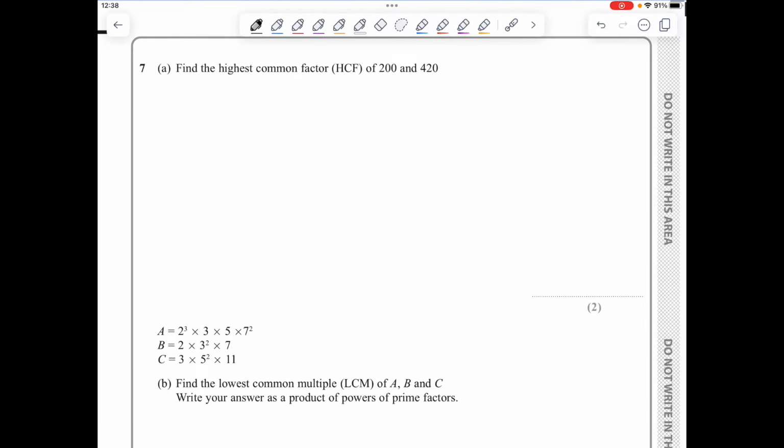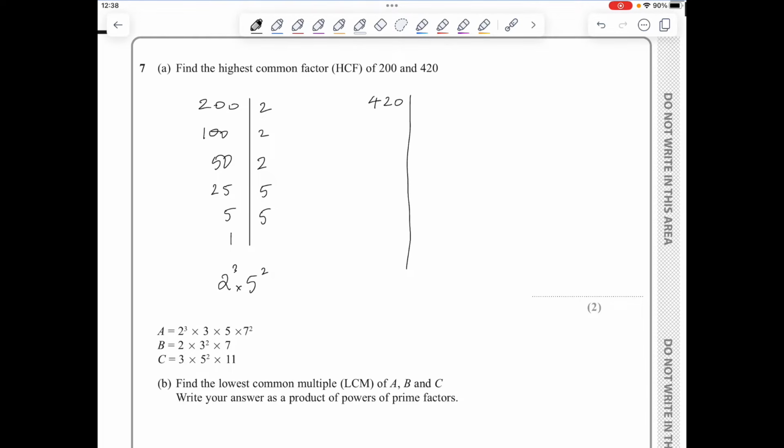For part A, to find the highest common factor of these two numbers, I'll first convert them into a product of prime numbers. So let's start with 200. Let's perform consecutive division with prime numbers. 200 divided by 2 is 100, divide by 2, 50, divide by 2 is 25, divide by 5 it's 5, and finally divide by 5 gives you 1. So 200 is equal to 2 to the power of 3 times 5 to the power of 2. Now let's repeat for 420.